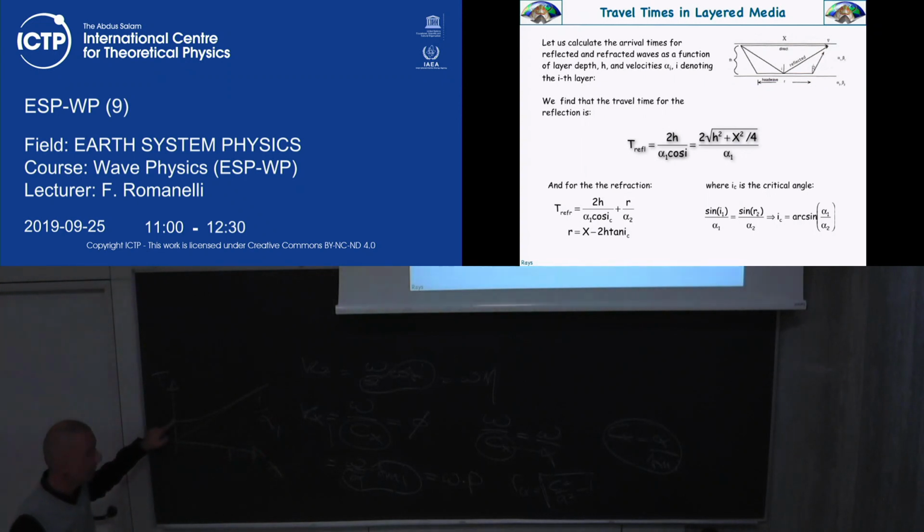Well, at the beginning, how much is it? Oh, in x equals 0, what we have to wait is the energy to go down and bounce back. So 2 times h over alpha 1. Okay, and we're done. Because from this slope here, we get alpha 1. From this one, we get h.